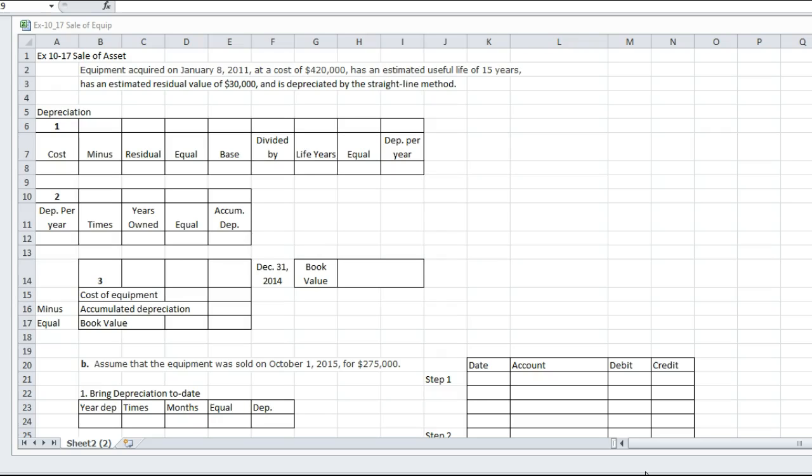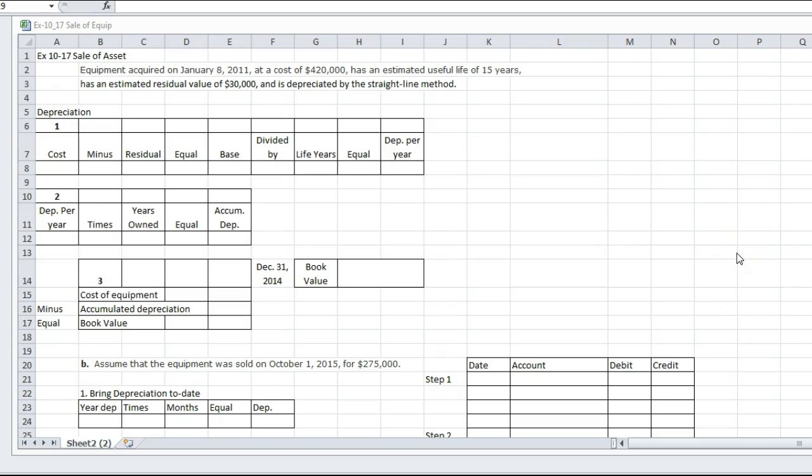This is exercise E1017, and it's a sale of an asset. This shows how to figure out the book value of a piece of equipment and the accumulated depreciation, and then how to record either a loss or a gain on the sale of that item. So there are two steps.